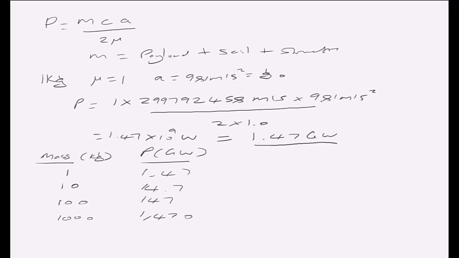So these are useful examples to show what kind of power requirement is needed for pushing spacecraft of these masses. We could go higher. We could go to, for example, 10,000 kilograms, which is 10 tons, and the power requirement will be 14,700 gigawatts, which is equal to 14.7 terawatts. So as you can see, the power requirement is a strong function of the mass of your system.